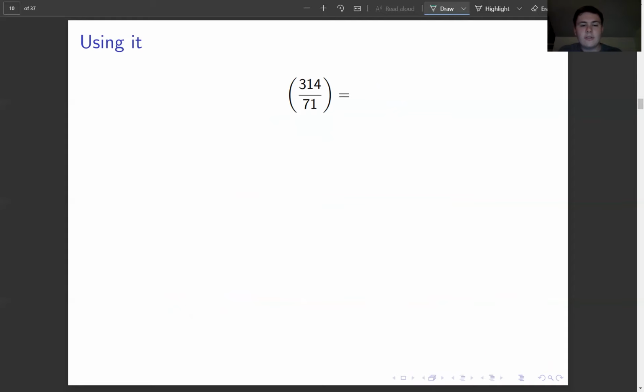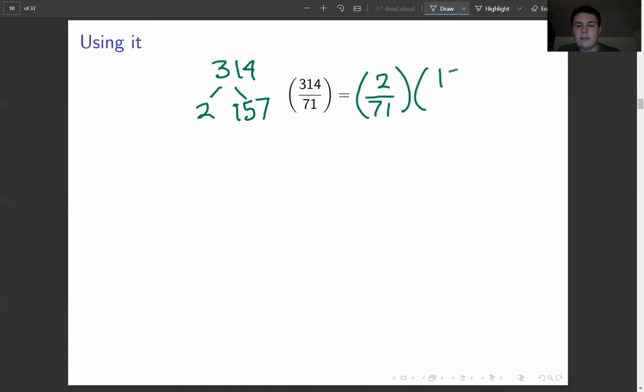Okay, so let's try it ourselves. Obviously, this isn't going to be easy to look at right off the bat and figure it out. We could try to reduce 314 mod 71, but that looks sort of hard. But I know that 314 decomposes as 2 times 157. And using the fact that it's multiplicative, we can write this.